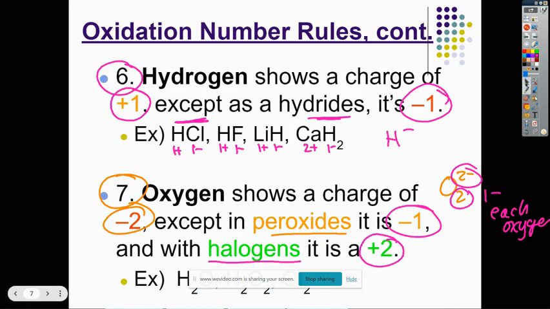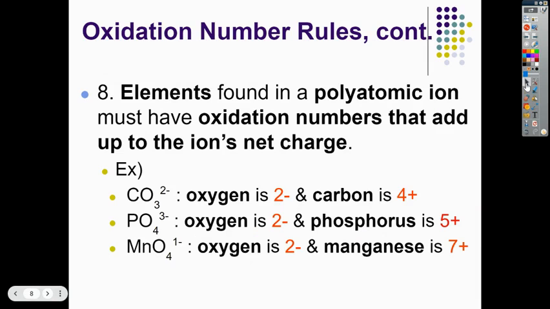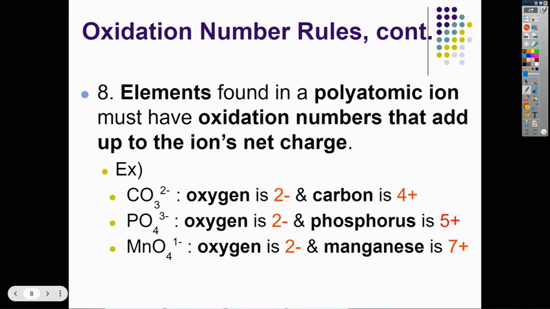So we will see down here, we have our H2O. So we have a 1 plus and oxygen is a 2 minus. H2O2, hydrogen peroxide. Hydrogen's a 1 plus. So each oxygen here has to be a 1 minus. And this is iodine here. Don't let the font fool you. Iodine's a 1 minus. So oxygen here will be a 2 plus. And then perhaps the trickiest but the most important rule is that if you have an element that's found in a polyatomic ion, remember those?